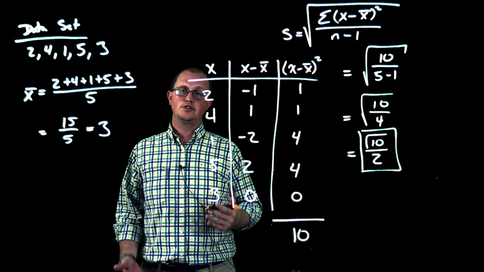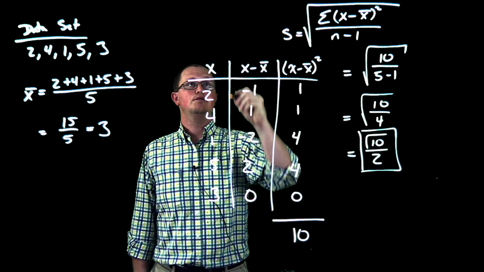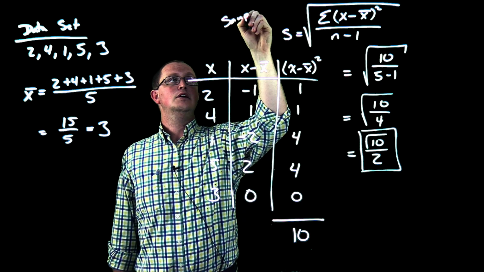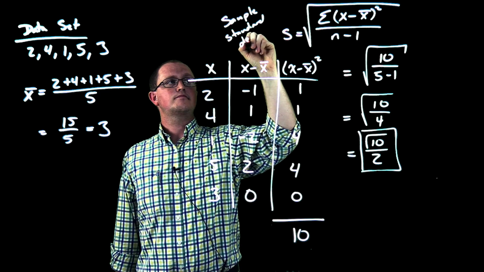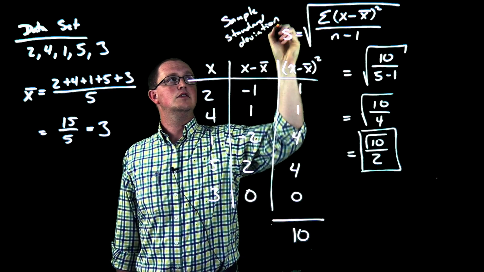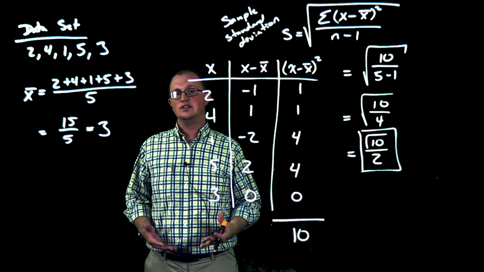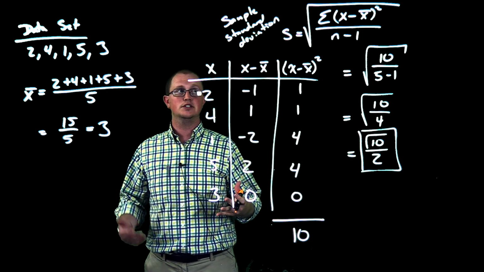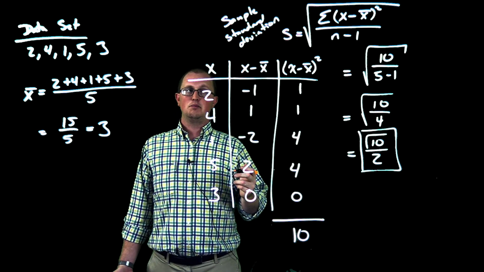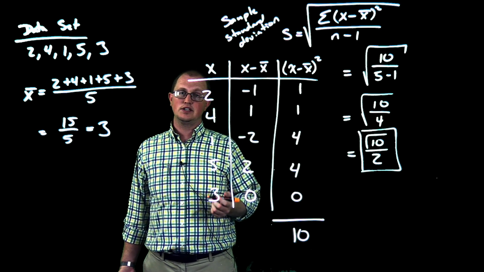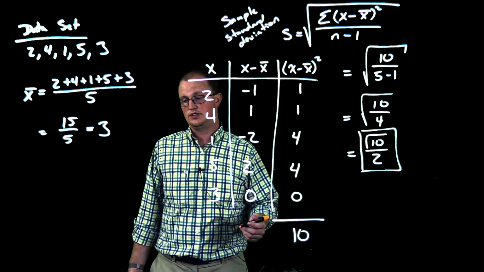But there are two formulas for standard deviation. This is the formula for a sample standard deviation. So if your data is a sample, a part of a larger population, then this is how you calculate the standard deviation. For population data, if you actually have data for the whole population, then you can calculate the standard deviation a little differently.